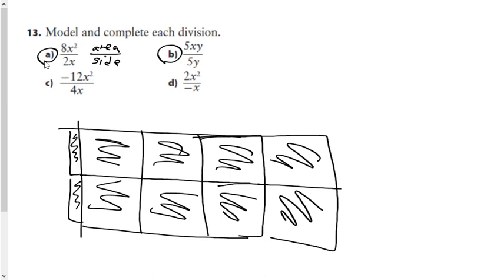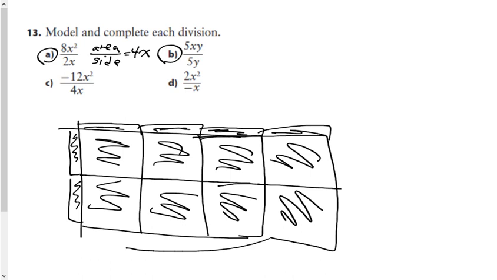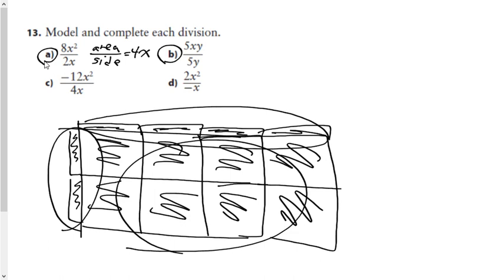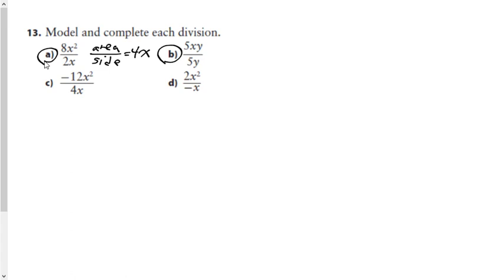And these up top here, are they going to be negative or positive? They're going to be positive because a positive times a positive gave me the positive area. So therefore, the answer is going to be 4x. So 8x squared divided by 2x is 4x.